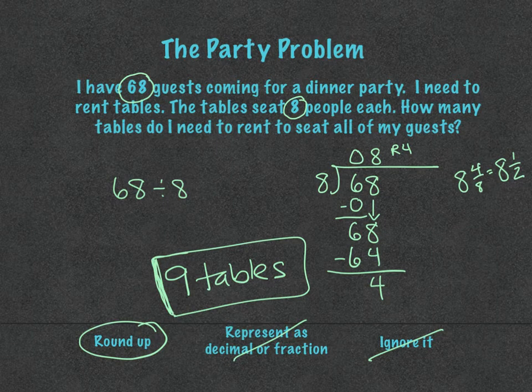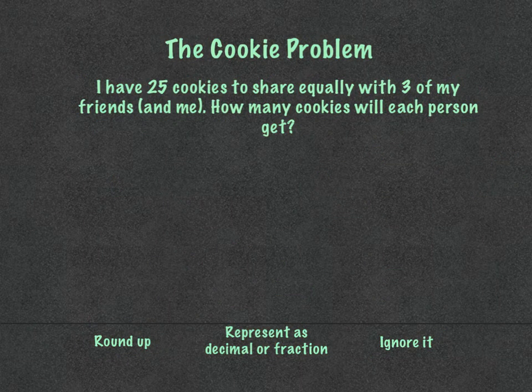All right, so that's the party problem. We have the party problem where we rounded up our answer, so we had enough tables for our guests to sit in. Whoops, I skipped one. Is the cookie problem.